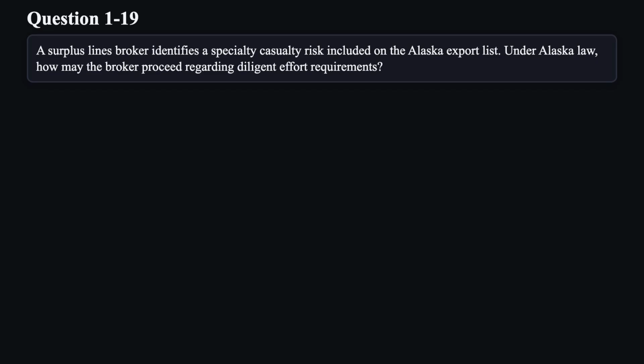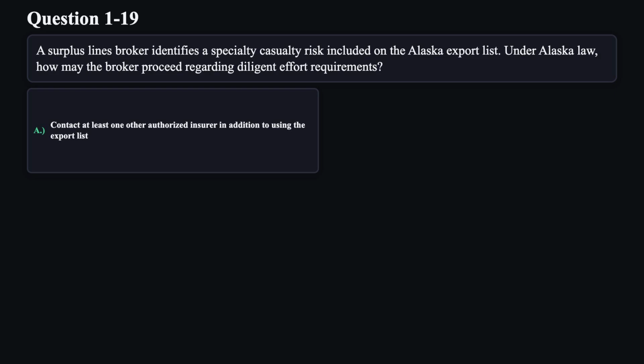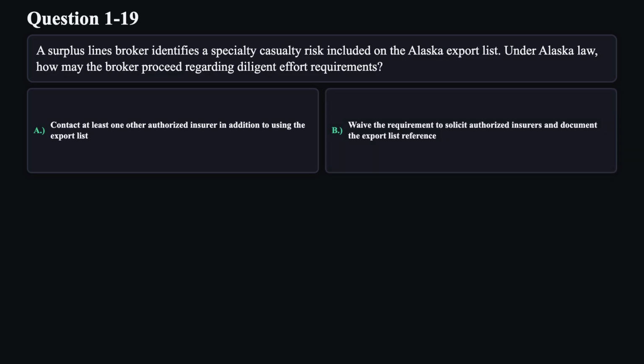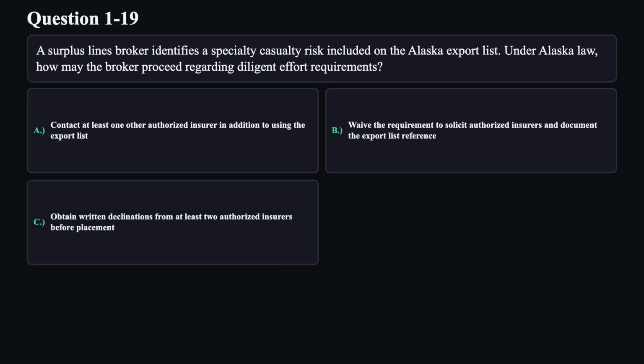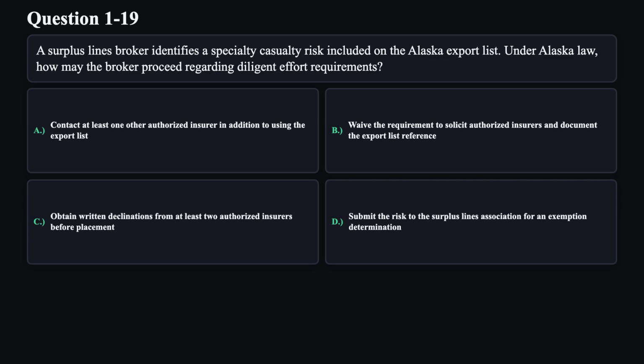Question 19. A surplus lines broker identifies a specialty casualty risk included on the Alaska export list. Under Alaska law, how may the broker proceed regarding diligent effort requirements? A. Contact at least one other authorized insurer in addition to using the export list. B. Waive the requirement to solicit authorized insurers and document the export list reference. C. Obtain written declinations from at least 2 authorized insurers before placement. D. Submit the risk to the Surplus Lines Association for an exemption determination.